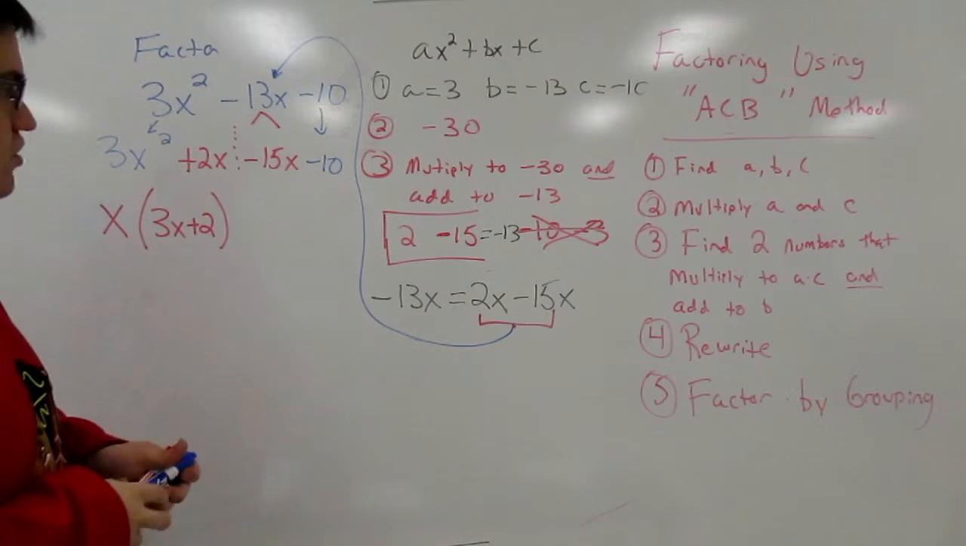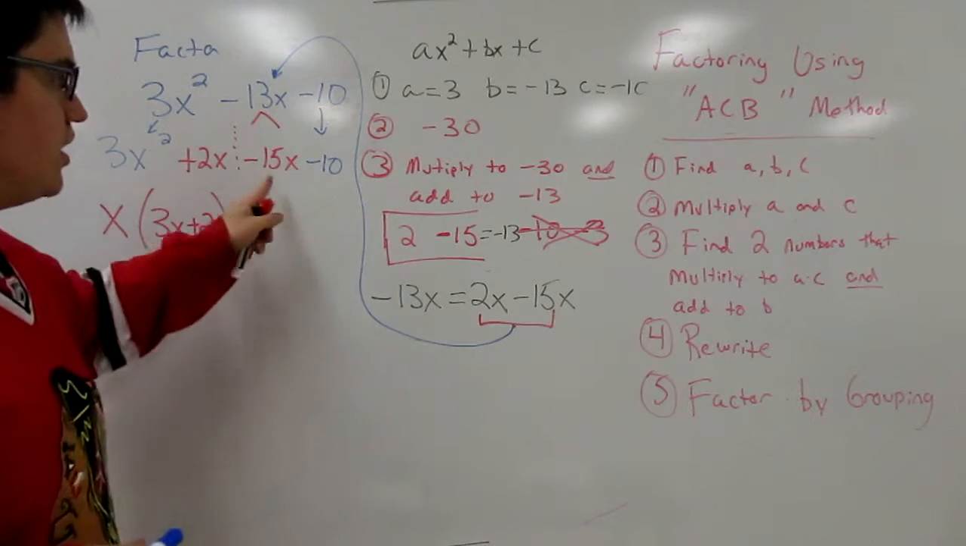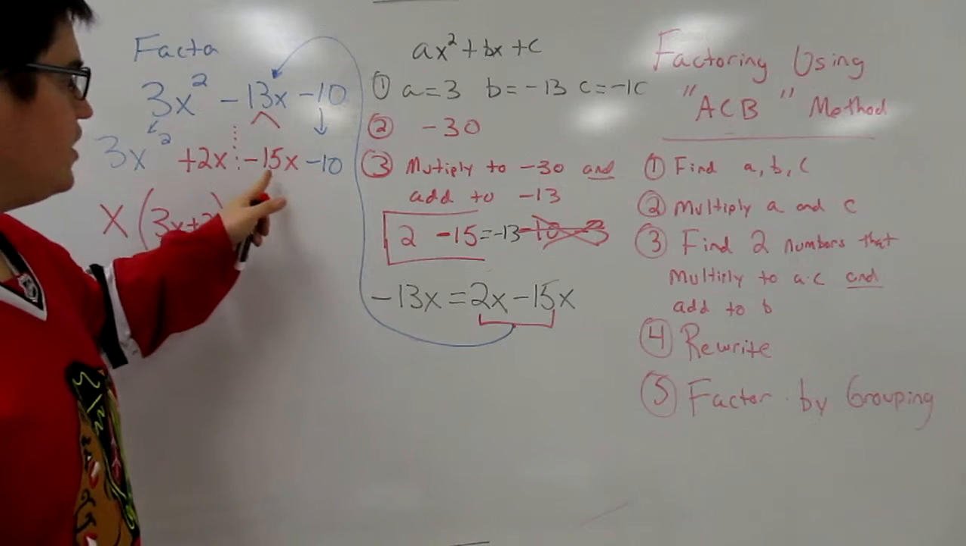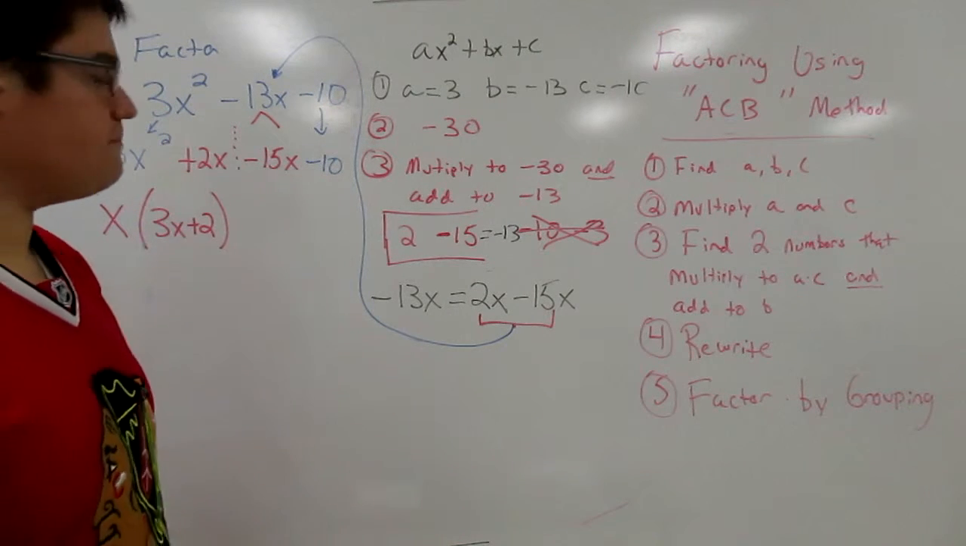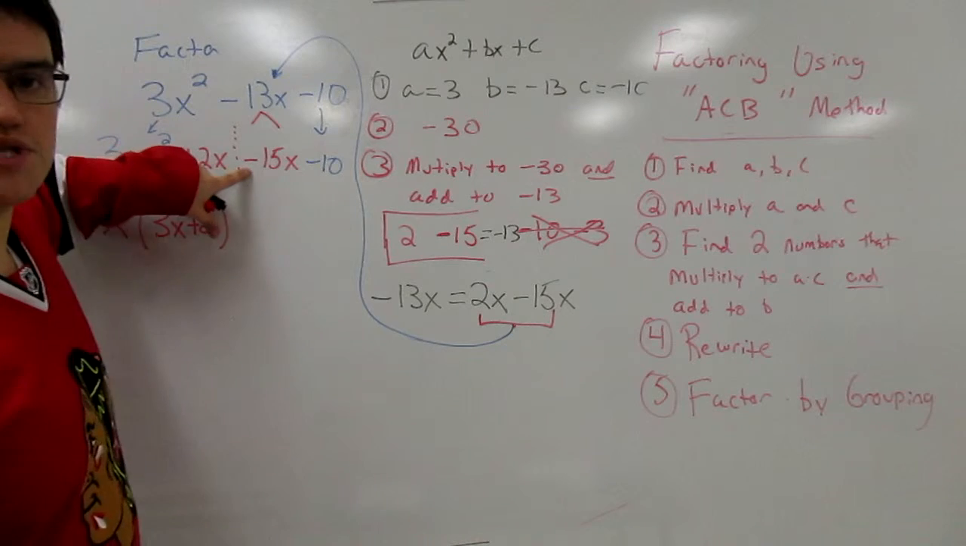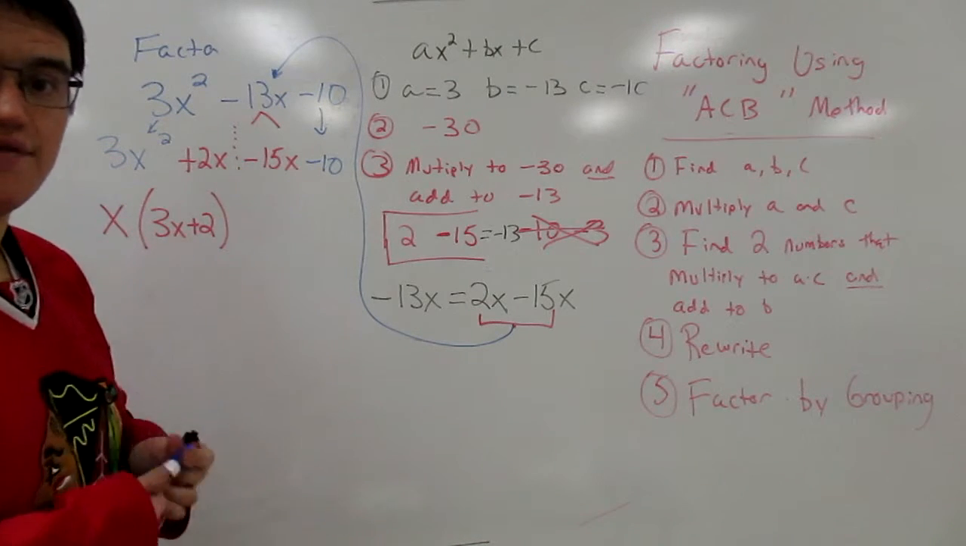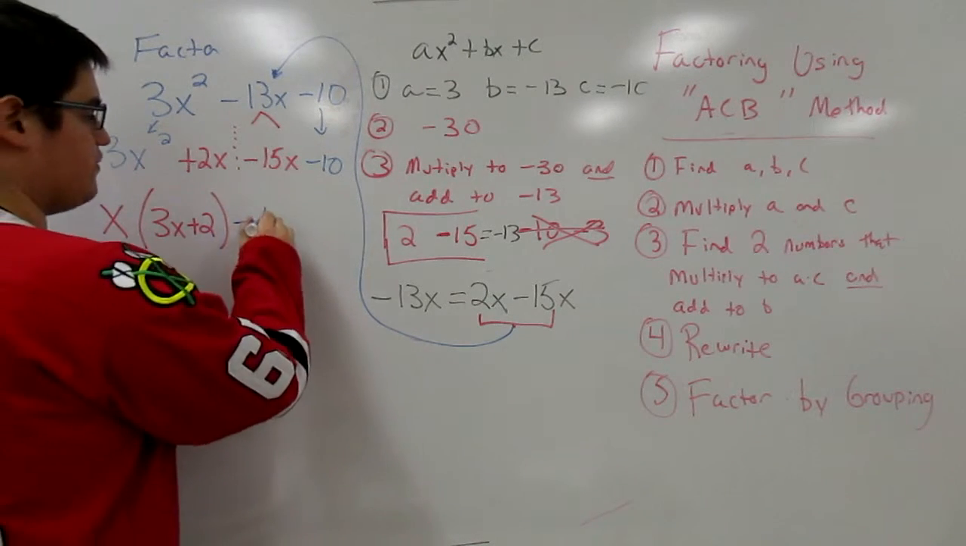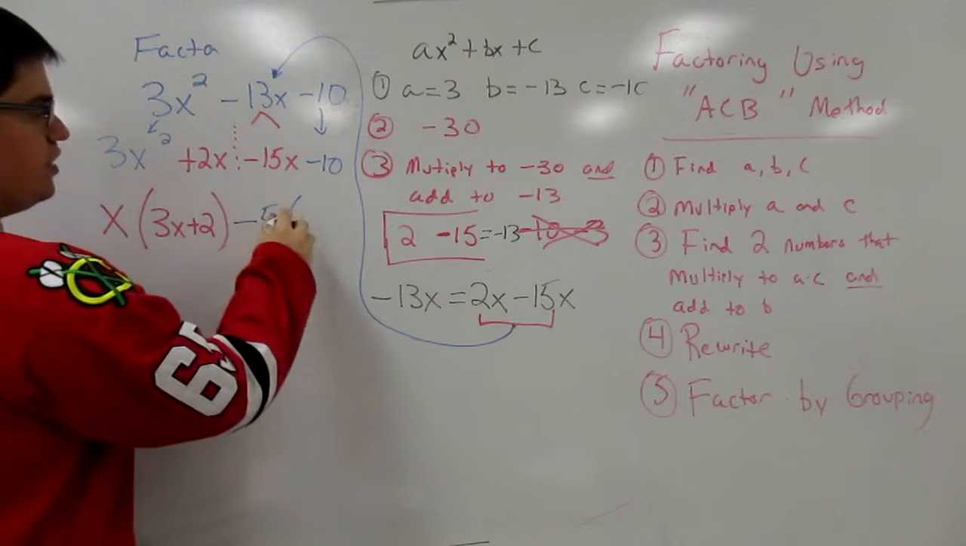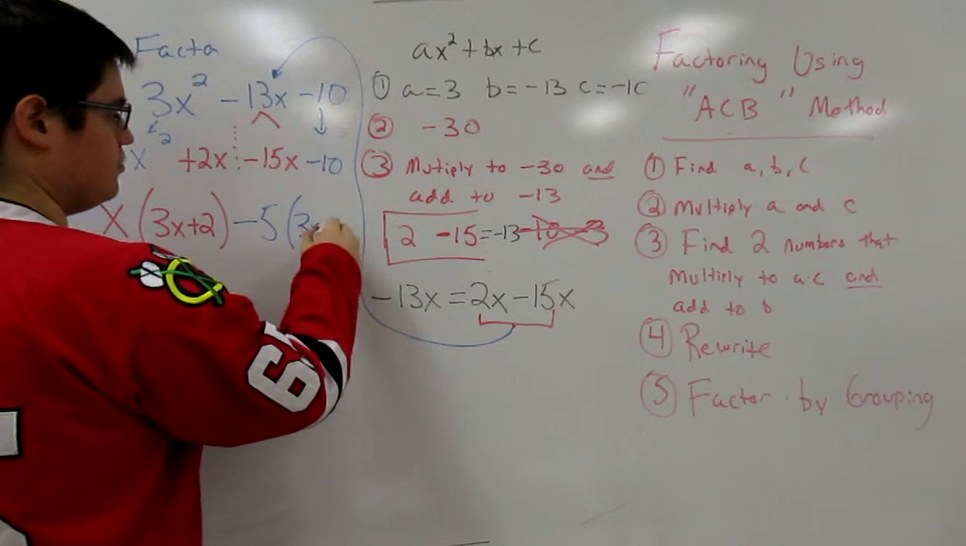Okay. Greatest common factor between these, well, there's no x here, so it's not an x. 15 and 10 both have 5 in it. But since the first term's negative, we need to factor out a negative 5. So minus 5. And then we're left with 3x plus 2.